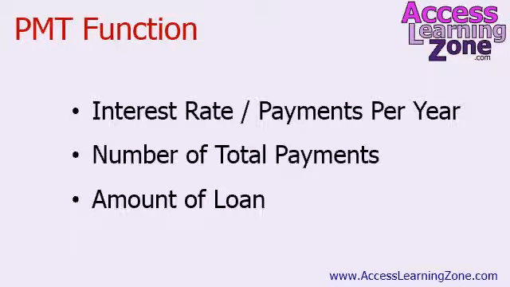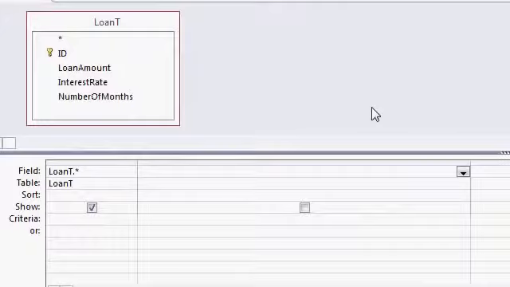Now, the PMT function needs 3 bits of information. It needs the annual interest rate, but you have to divide that by the number of payments per year because it's an APR. Next, number of total payments, so the number of months, for example, and then the amount of the loan. How much are you financing? And for those of you who are curious, yes, this is the exact same PMT function that you'll also find in Excel.